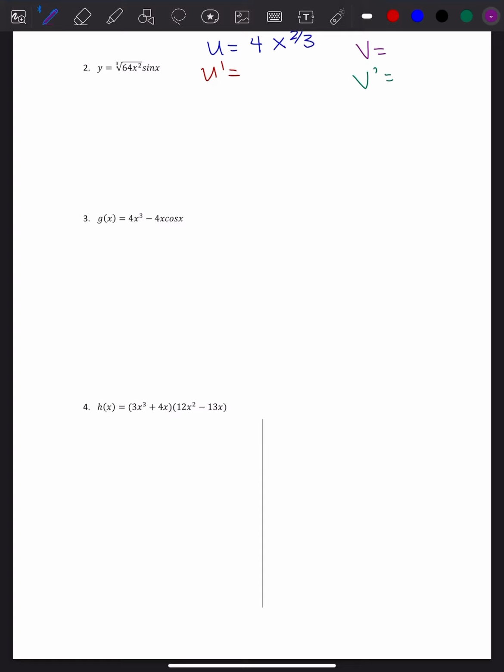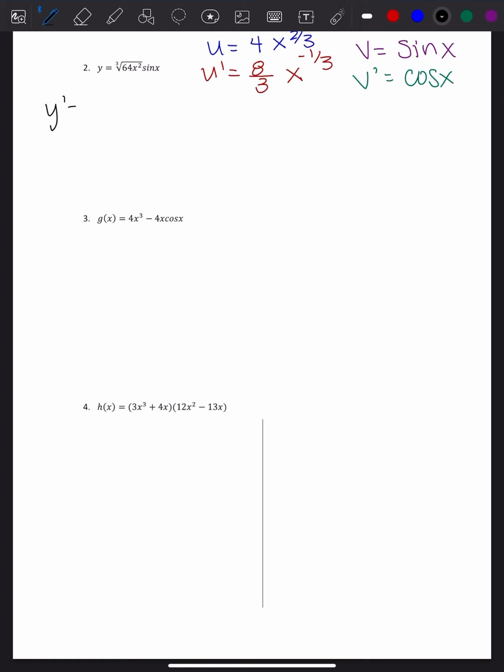This means v is going to be sine of x. The derivative of sine of x is cosine of x. And when we look at 4x to the 2/3 power, we're going to use power rule. So 2/3 times 4 is 8/3 x, and then we need to take 3 over 3 away, so we have x to the negative 1/3. We're going to go ahead and multiply these out.